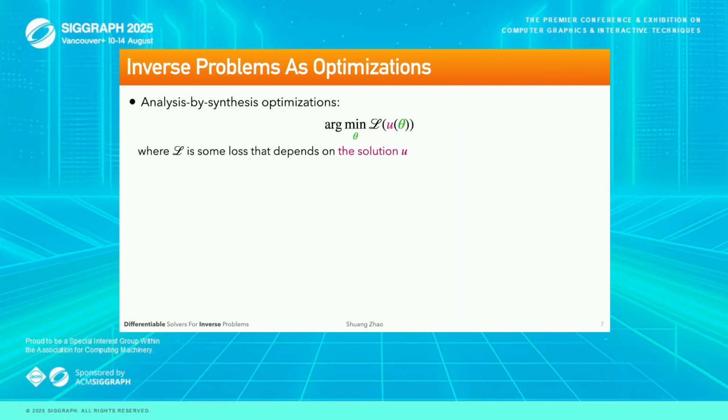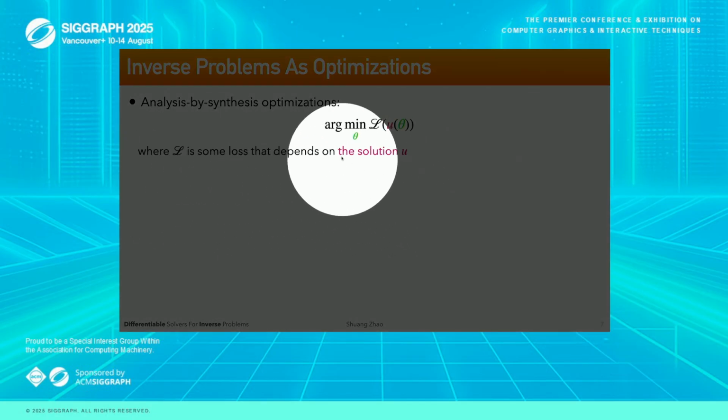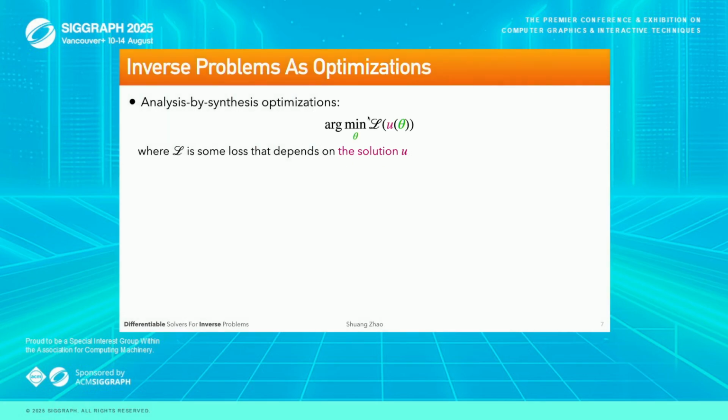And very often, of course, these inverse problems are challenging. So instead of directly inferring the PDE parameters, we often formulate these problems as so-called analysis-by-synthesis optimizations. In this case, the goal is to minimize the loss, as we can see here, the loss function, which is considered given. We want to find the PDE parameters so that the loss is minimized.